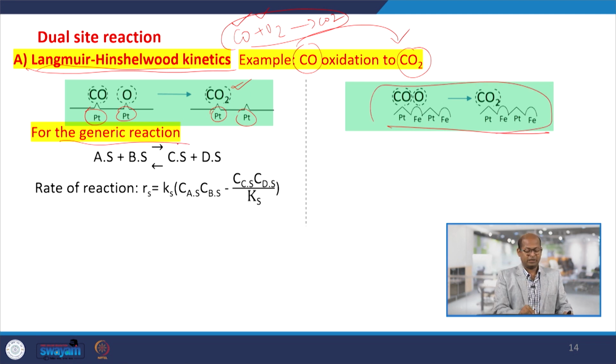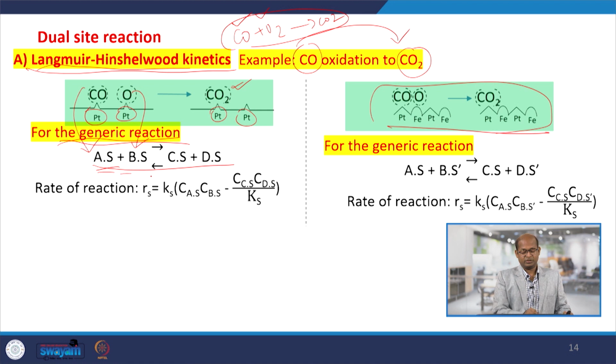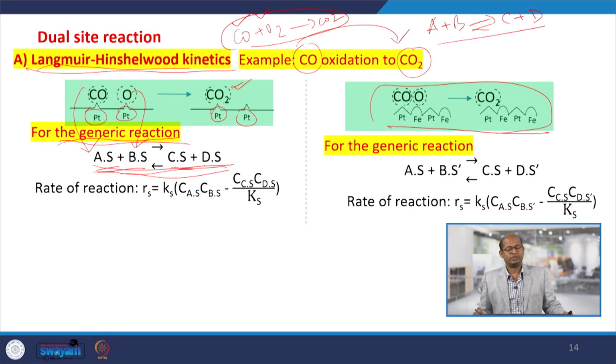Okay. So, then the generic rate equation, the general rate equation, we can write for component CO and for oxygen, and so this is actually the general equation. This is for A plus B converted into C plus D. There A reactant occupies surface sites, B occupies surface sites, and once the reaction is there, component C or component D formation is there. Then the corresponding rate equation is like this.